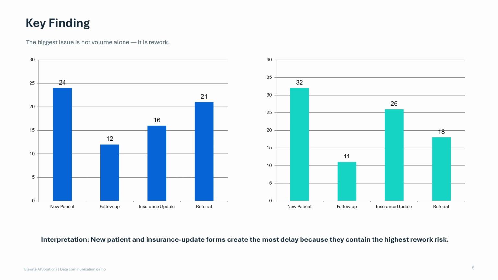New patient forms and insurance update forms create the most friction because they contain the highest rework risk. This is the kind of insight that helps a stakeholder move from a general complaint like "intake is slow" to a specific measurable improvement path.